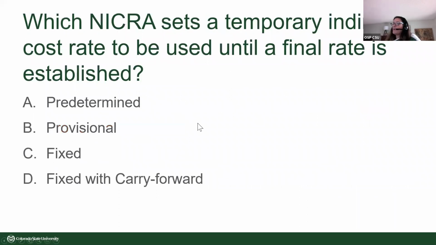And then which NICRA, Negotiated Indirect Cost Rate Agreement, sets a temporary indirect cost rate to be used until a final rate is established? And Jen Alvarez, you should get this one. We just went over this one. Is it A, predetermined, B, provisional, C, fixed, or D, fixed with carry forward?